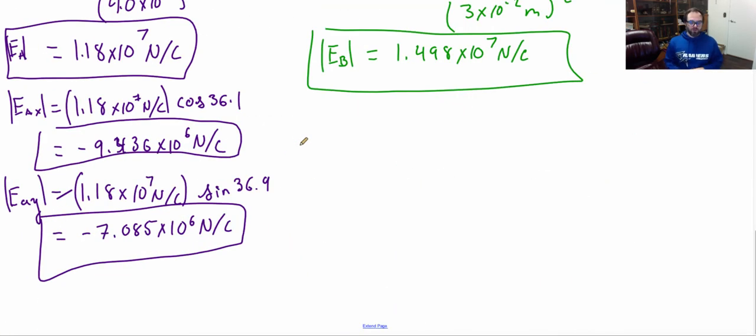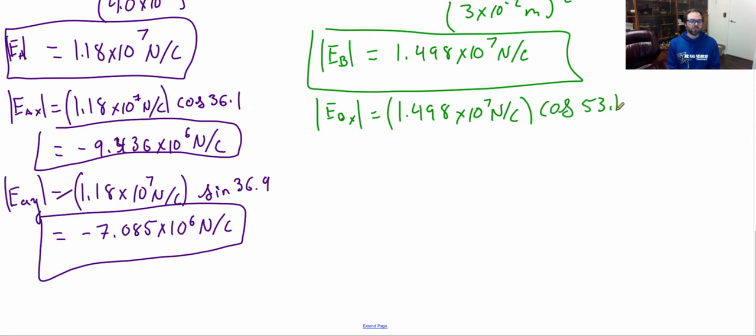So let's try that out here. Let's first break it down into its x component, and we're going to use cosine. In this case, I know my field in the x is going to be equal to negative 1.498 times 10 to the 7 newtons per coulomb multiplied by cos 53.1. And that's going to give me negative 8.994 times 10 to the 6 newtons per coulomb.